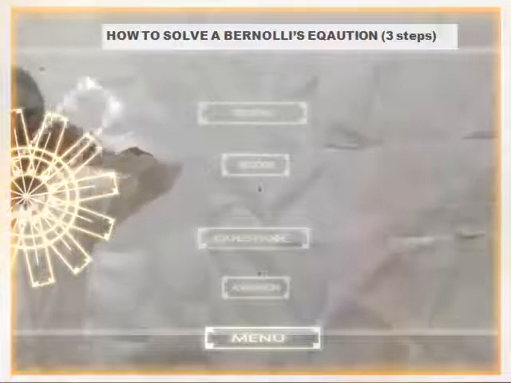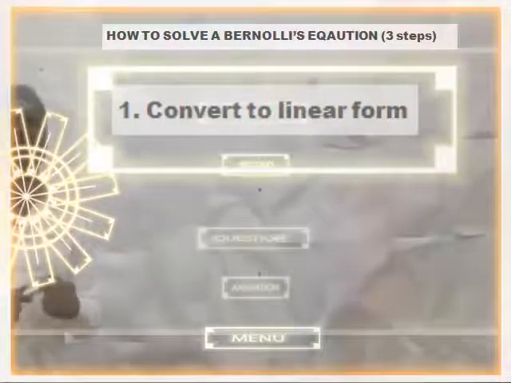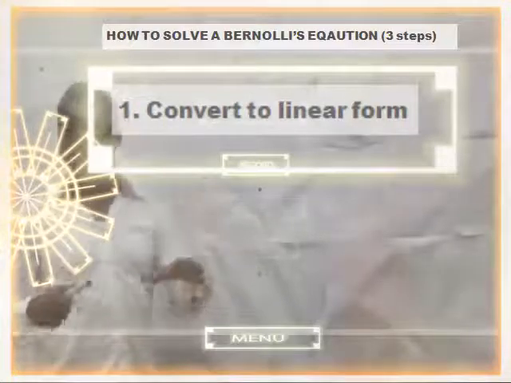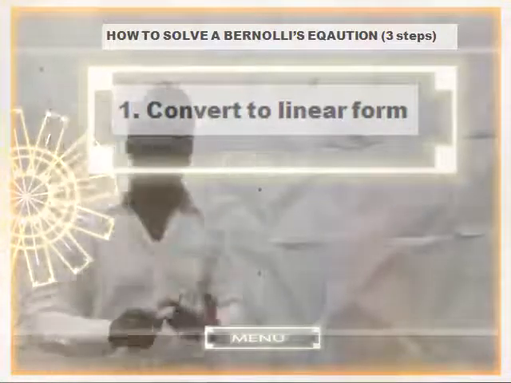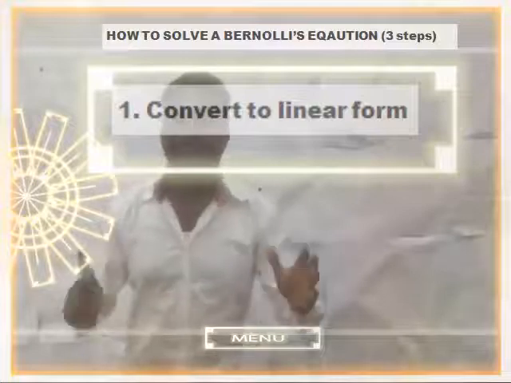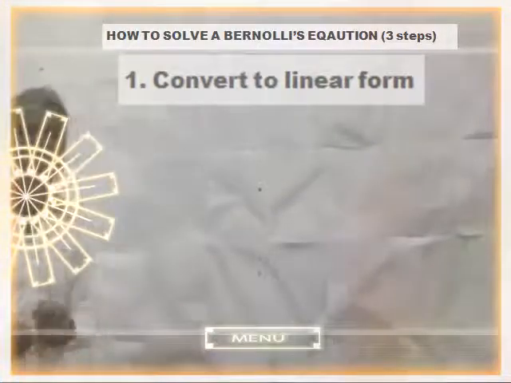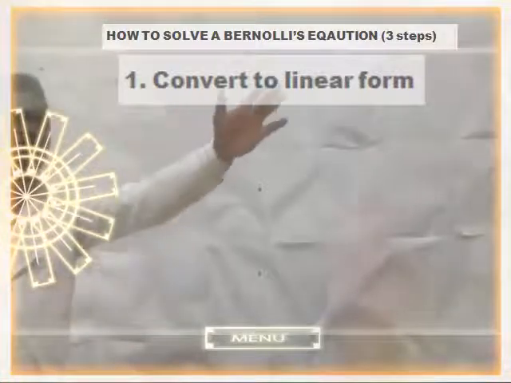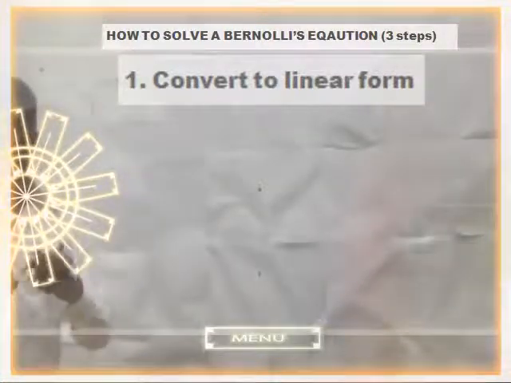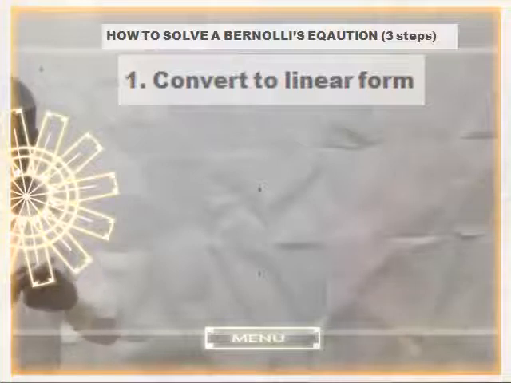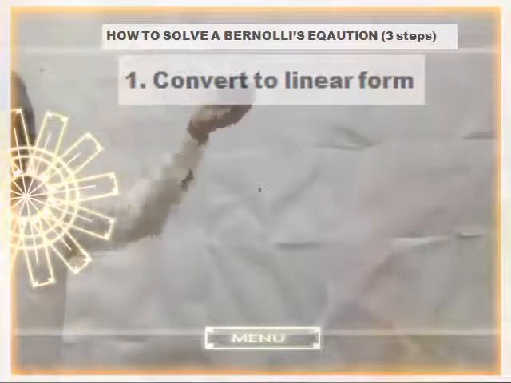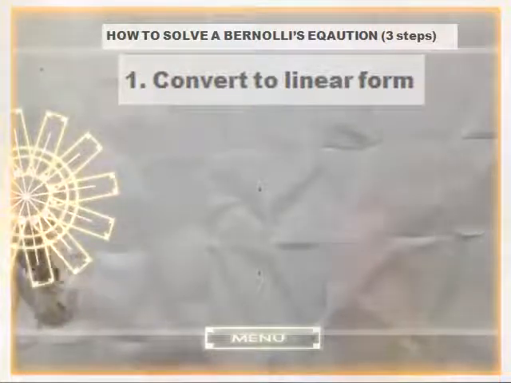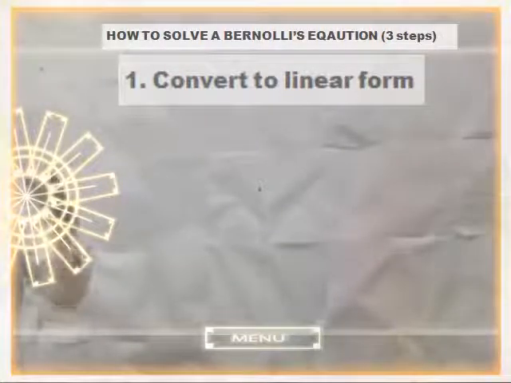The first step is to convert to linear form. So the question now is, how can we convert to linear form? It's very simple. We have the equation to be dy over dx plus p of x y equal to q of x y to the power of n.